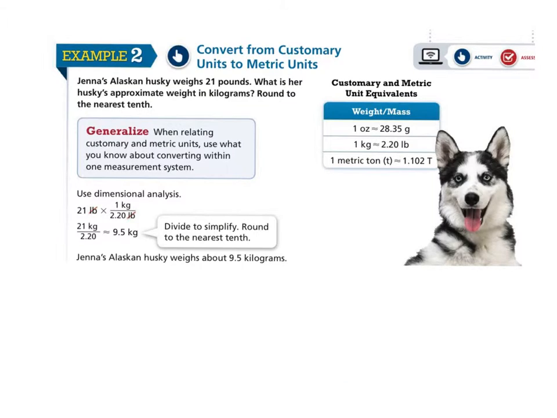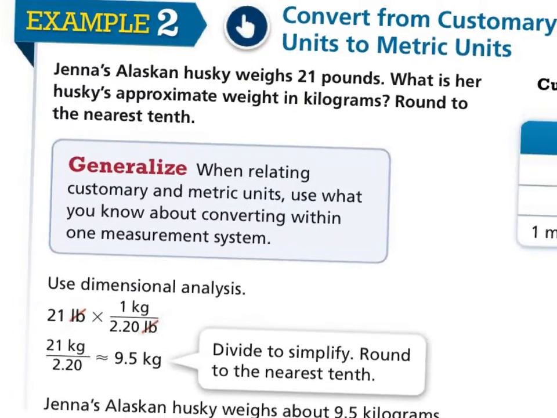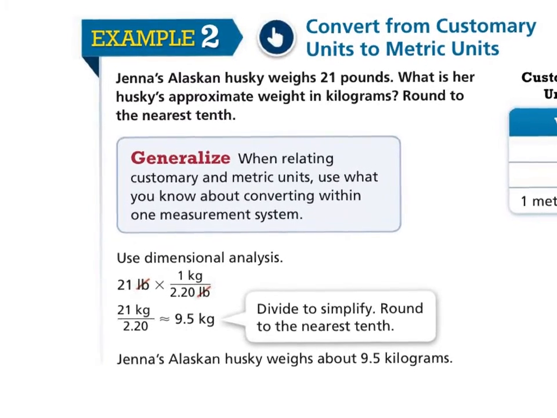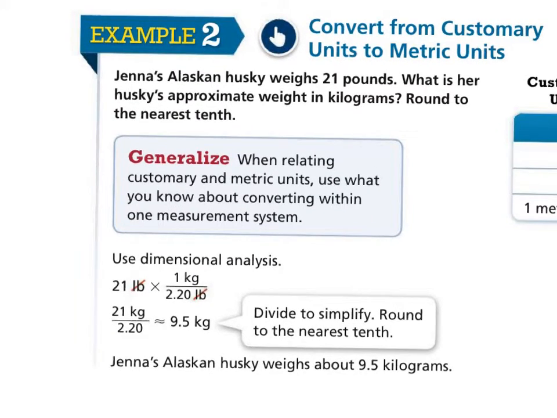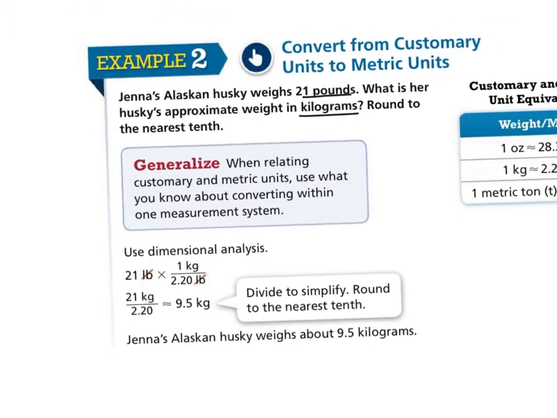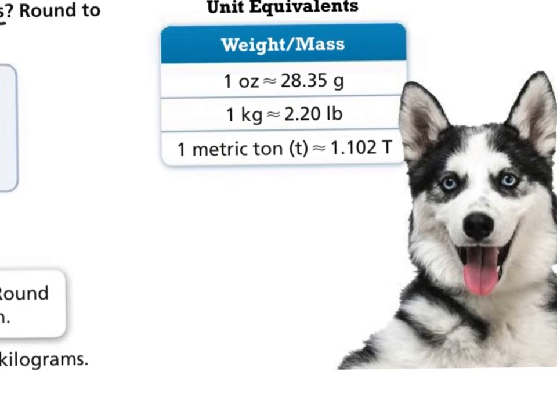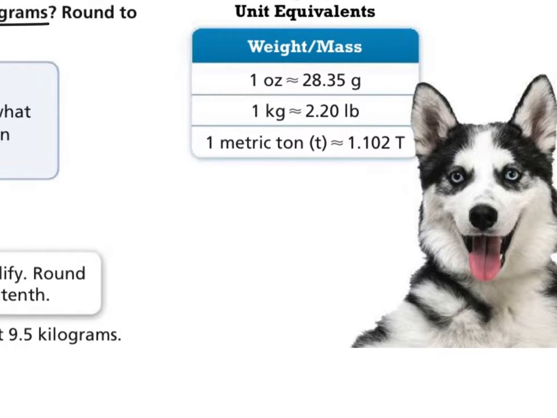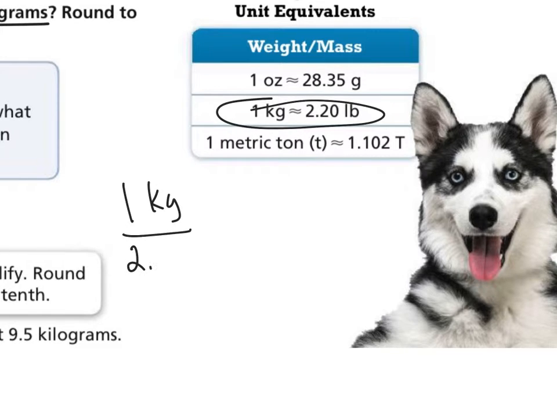Example 2, Jenna's Alaskan Husky weighs 21 pounds. What is her Husky's approximate weight in kilograms? Round to the nearest tenth. So this is pounds. We're going to kilograms. So you can see the conversion for that would be this middle one here. So the book's showing you dimensional analysis. I'm going to show you proportion.